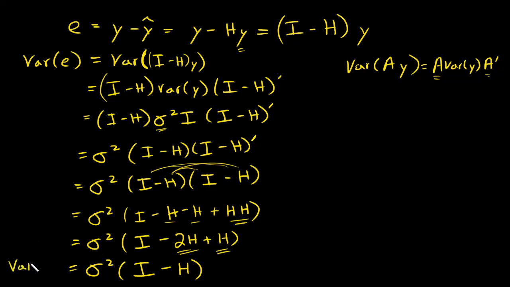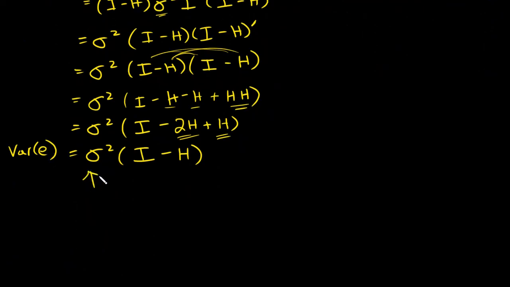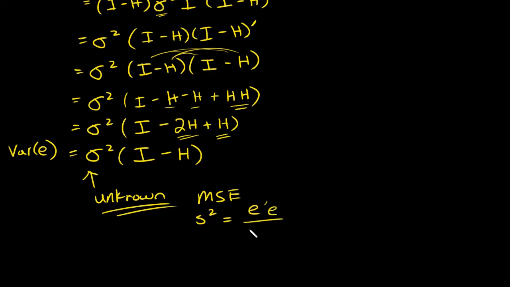This is the variance of the model residuals. Of course, sigma squared, our model error variance, is unknown. So what do we do? We plug in the mean squared error, which is s squared, equal to e transpose e, the sum of squared residuals, divided by n minus 2. You can plug in that s squared to estimate the variance of our model residuals.